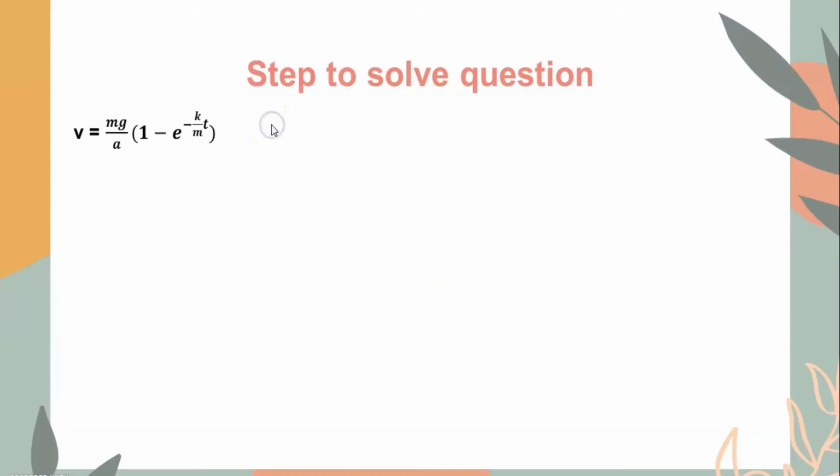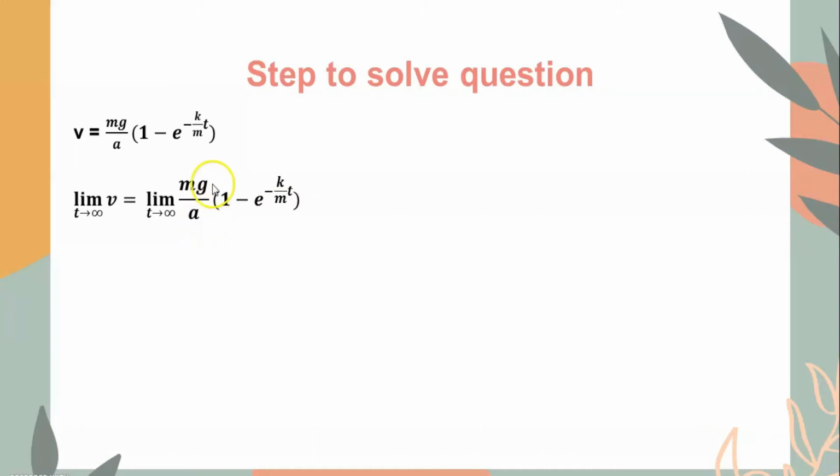This is the step to solve the equation. First of all, from the equation, we don't know the exact time that we want to calculate. So from the equation of the velocity of the object at time t, we can find the velocity after a very long period by taking the limit on both sides. The limit as t approaches infinity, because we don't know the time. V equals the limit as t approaches infinity of mg over k times 1 minus e to the power of negative kt over m.